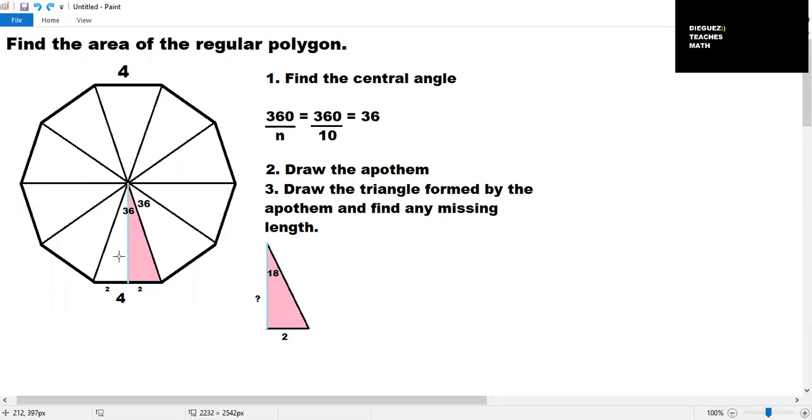Now what I'm looking for in this case is the apothem, because I don't know what this line measures, right? So I'm gonna figure out as much information as I can, and I know that this is a right triangle. So if this is 18 and that is 90, I can figure out this angle here. 90 plus 18 minus 180 should give us 72 for that measure.